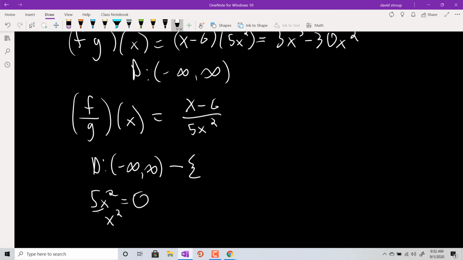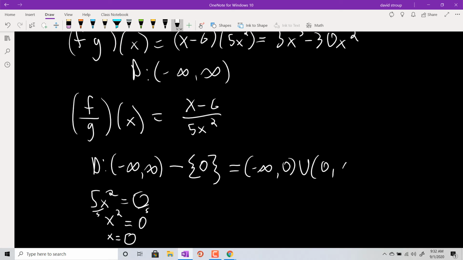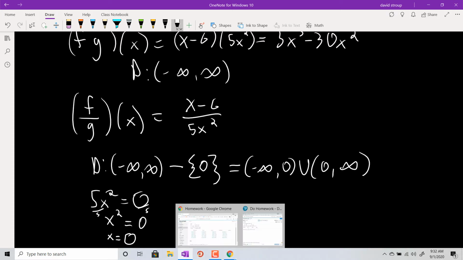Well, divide both sides by 5, and then take the square root on both sides. Plus or minus root 0 is plus or minus 0. Plus or minus 0 is just 0. Okay, so we have to take away 0. And the result is negative infinity to 0 union with 0 to infinity. So to remove that, you just replace it with that union symbol.